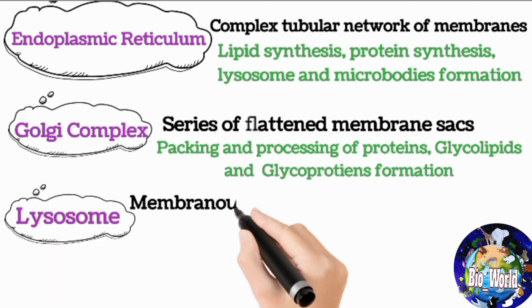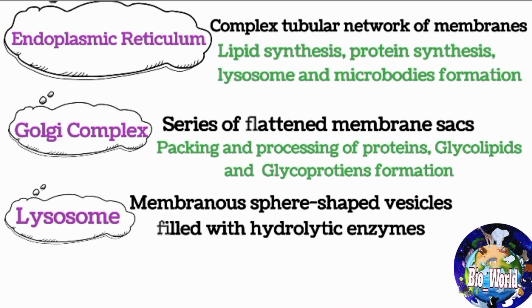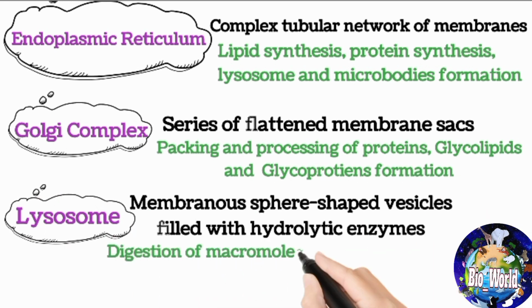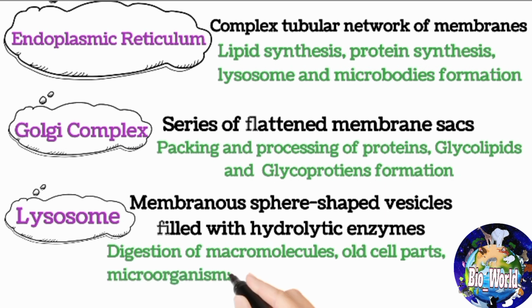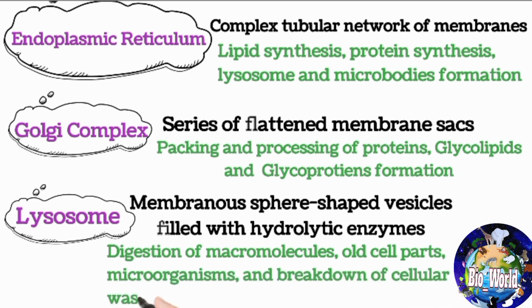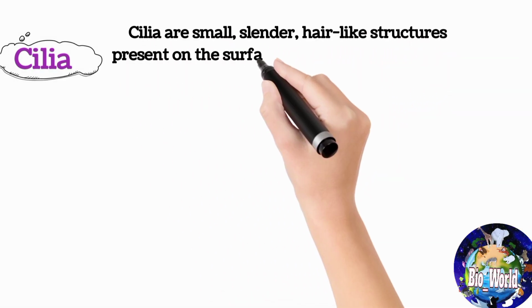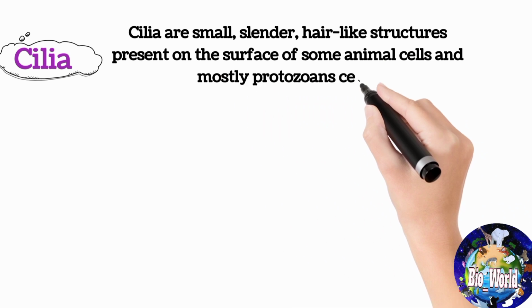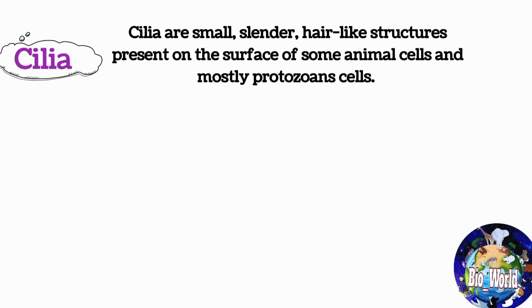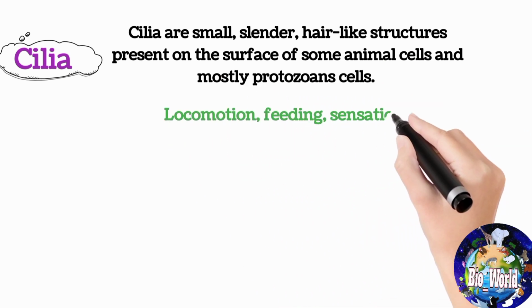Lysosome. Lysosomes are membranous sphere-shaped vesicles filled with hydrolytic enzymes that play a role in digestion of macromolecules, old cell parts, microorganisms and breakdown of cellular wastes and debris. Cilia are small, slender, hair-like structures present on the surface of some animal cells and mostly protozoan cells. Cilia play a role in locomotion, feeding and sensation.